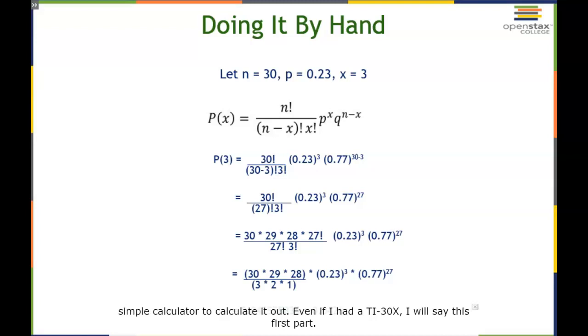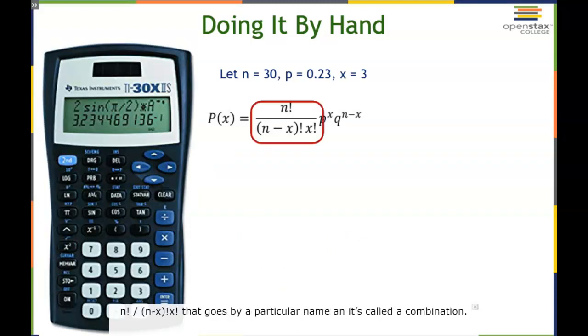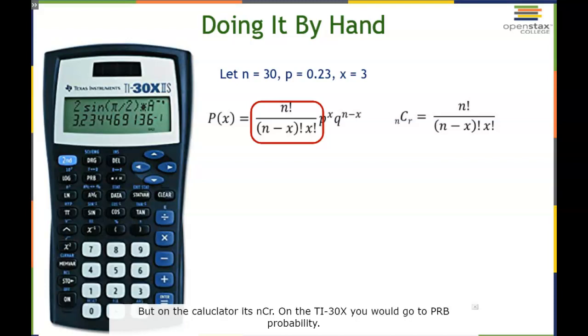Even if I had a TI-30X, I will say this first part, the n factorial divided by n minus x factorial times x factorial, goes by a particular name, and it's called a combination. A combination will look like a small n, a big C, and a little r, where n is the number in, just like ours, and x, in this case, is an r on your calculator. You can think of it as nCx, but on the calculator it's nCr.